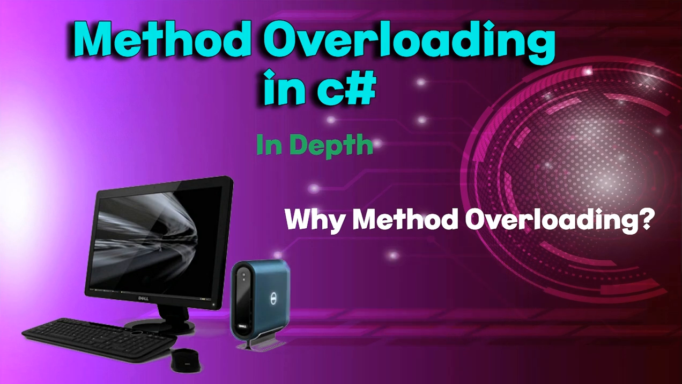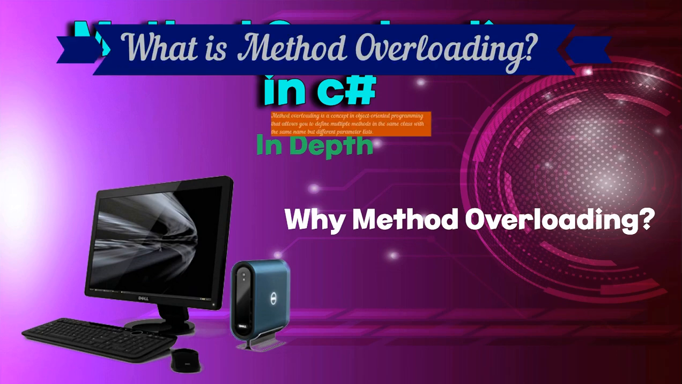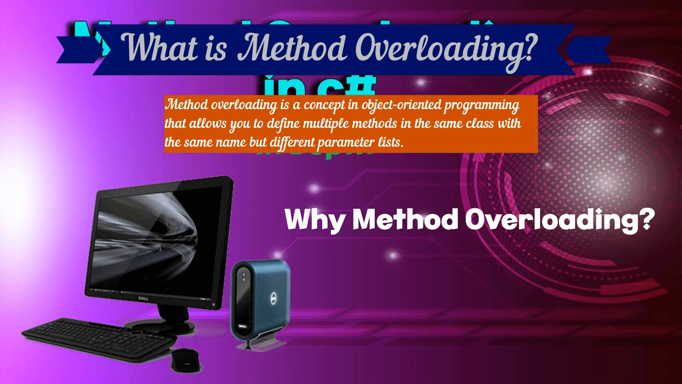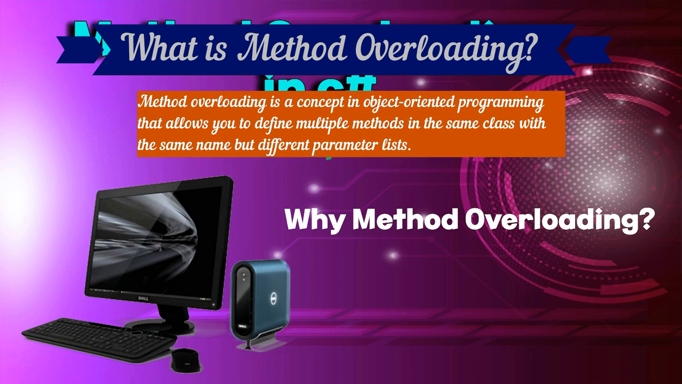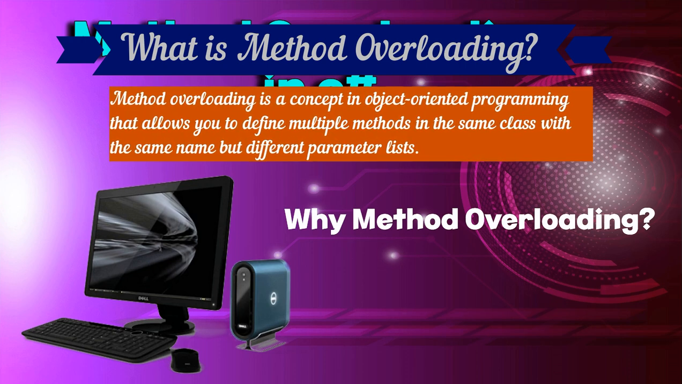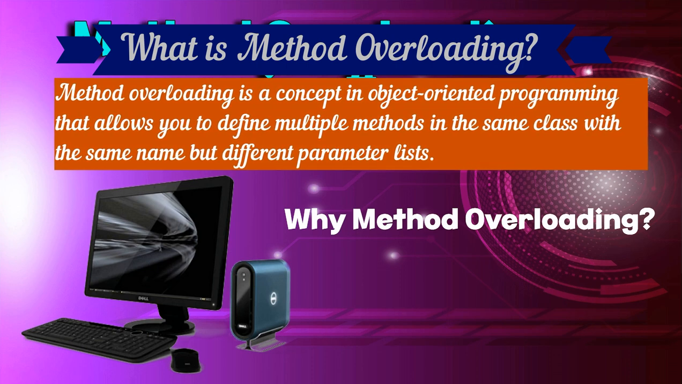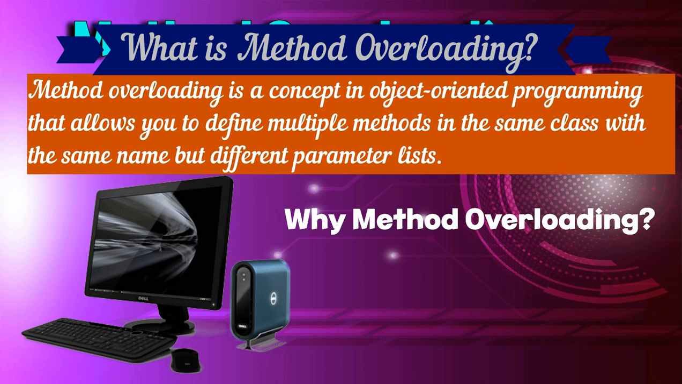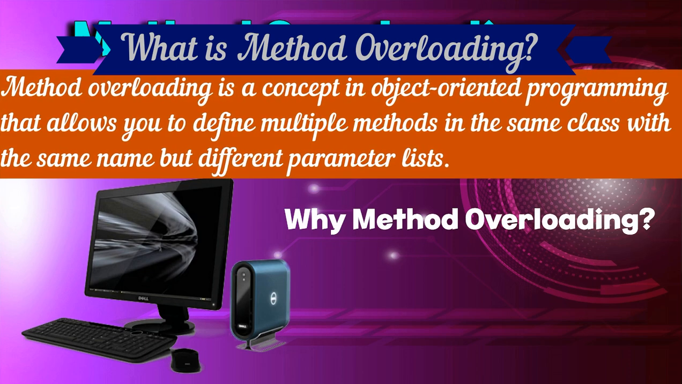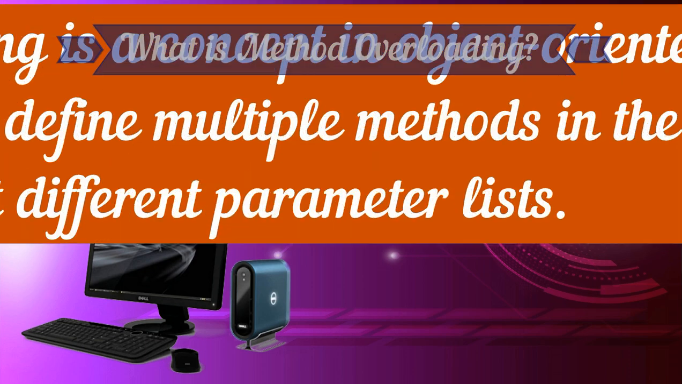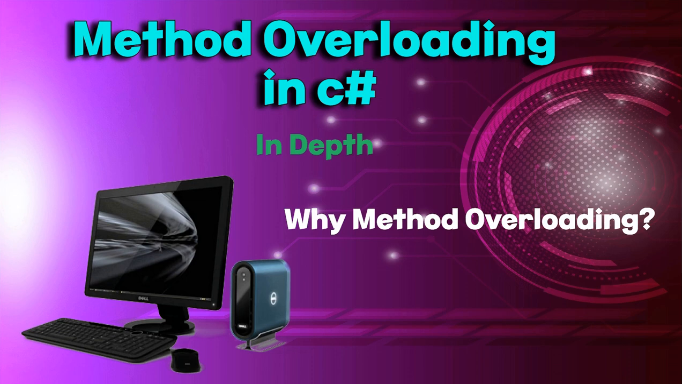Let's get started. What is method overloading? Method overloading is a concept in object-oriented programming that allows you to define multiple methods in the same class with the same name but different parameter lists. This enables you to provide various ways to call a method based on the type and number of arguments passed to it. Method overloading is a form of compile time polymorphism, where the appropriate method to call is determined at compile time based on the arguments provided.